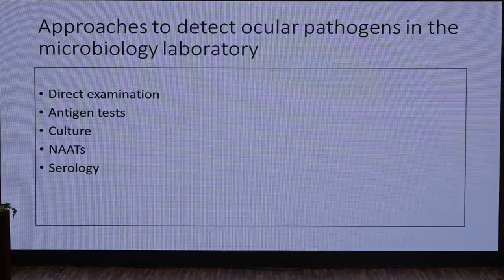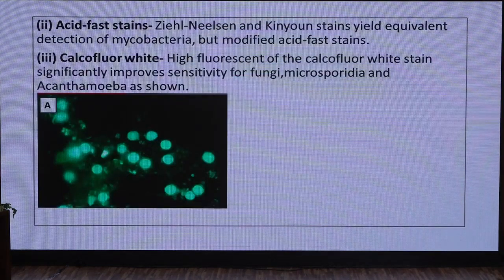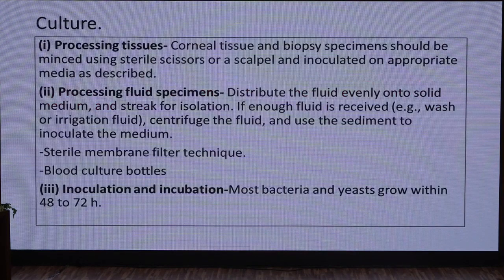Approaches to detect ocular pathogens in the microbiology laboratory include direct examination, antigen test, culture, NAATs, and serology. Direct examination is Gram stain, where you can see gram positive and gram negative organisms. Then acid fast, modified Kinyoun, and calcofluor can also be used, but upon request. Then Giemsa and Papanicolaou. The importance of these stains is that detection of multinucleation, molding, and margination can differentiate between HSV and VZV infection.